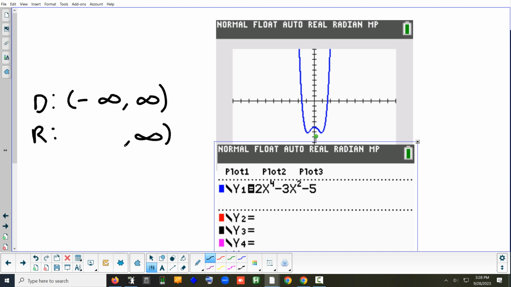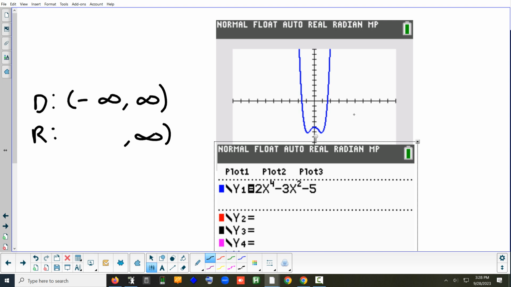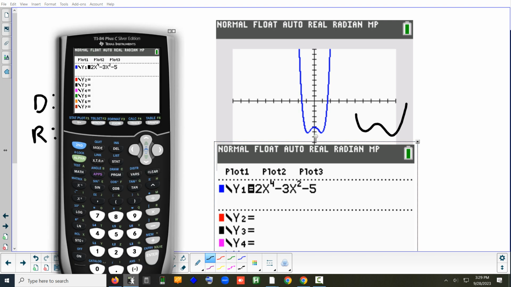Second calc. Yeah. And I mean, these look like they're both at the same level, but we should check just in case. When you zoom in, one of them might actually be a little bit lower than the other. I don't think that's the case in this one, but we should check both. So second calc, minimum. Pick a point to the left, to the right, and do your guess.